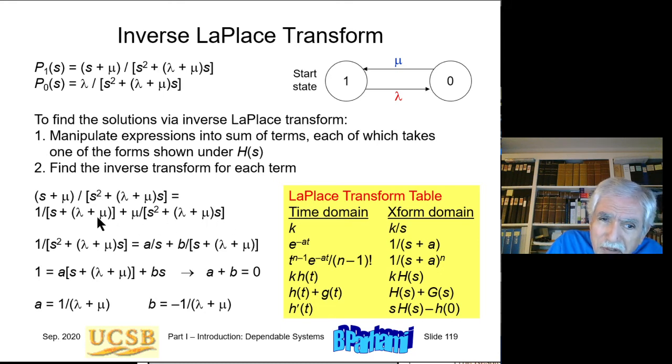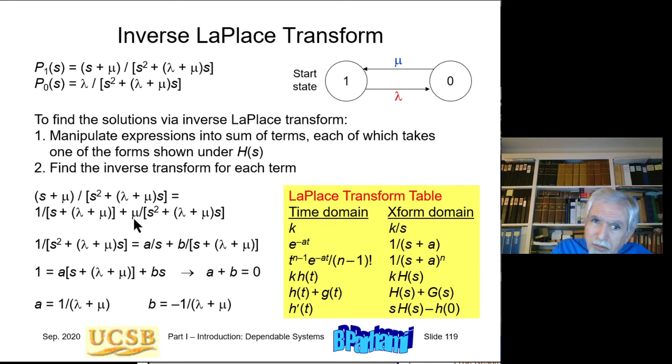Now the first part, notice, is already in the form that we need, 1 divided by s plus some constant. And we already have a function of that form here. So it will be e to the minus at, but a here is lambda plus mu. So we know the time domain version of this part. What about the second part?